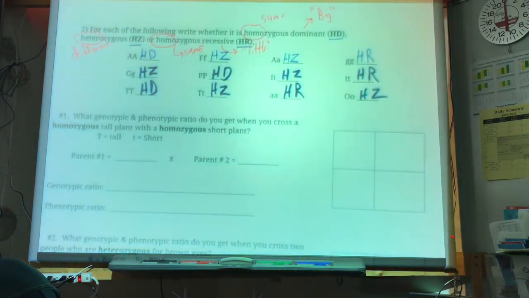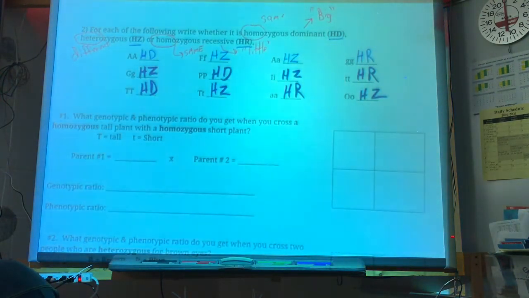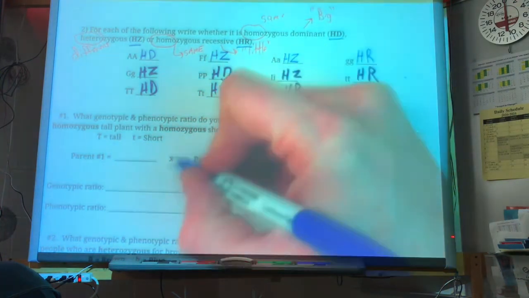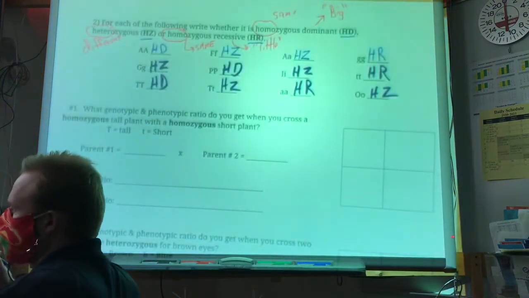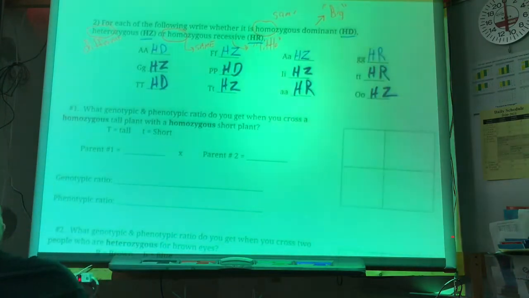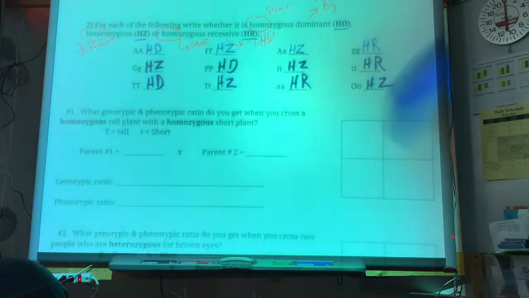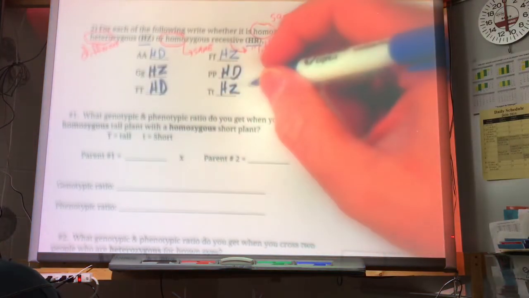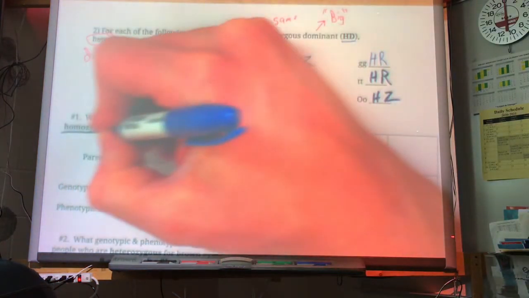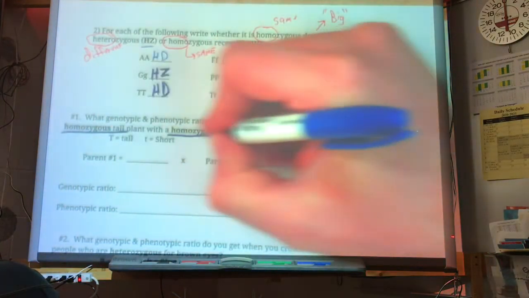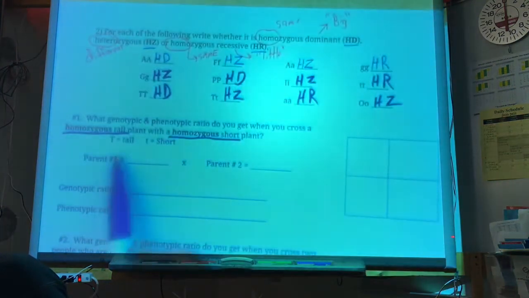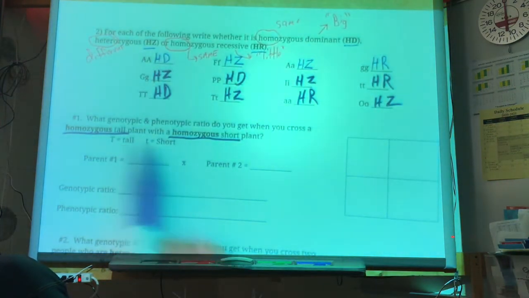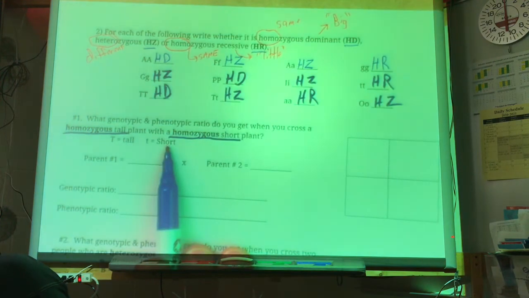What are the genotypic and phenotypic ratios? That's a pretty common thing we're going to ask you to do: determine what the genotypes and phenotypes are when we do a cross. When we do a cross, we allow two organisms to reproduce, either actually or hypothetically. So what are we going to get when we cross a homozygous tall and a homozygous short? Big T represents the tall allele, and little t represents the short recessive allele.